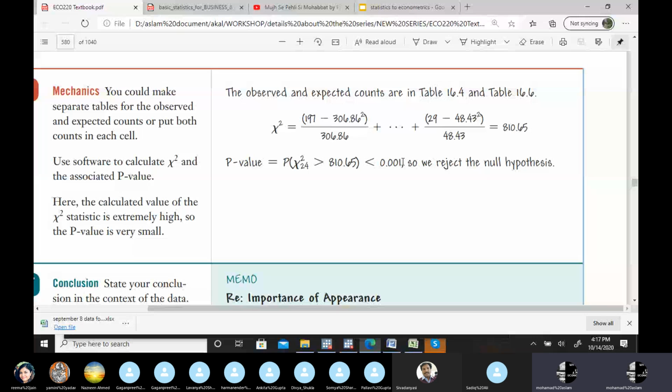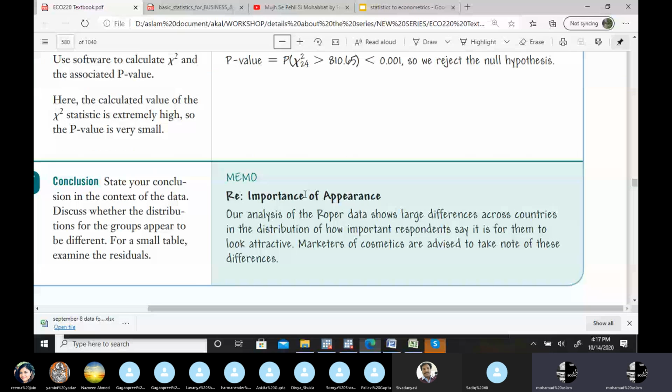So we have to reject the null hypothesis, and analysis of the data shows large differences across countries in the distribution of how important respondents say it is for them to look attractive. Marketers of cosmetics are advised to take note of these differences. That's the conclusion we can take from this. So this is how we do it in case of contingency, means two variables.